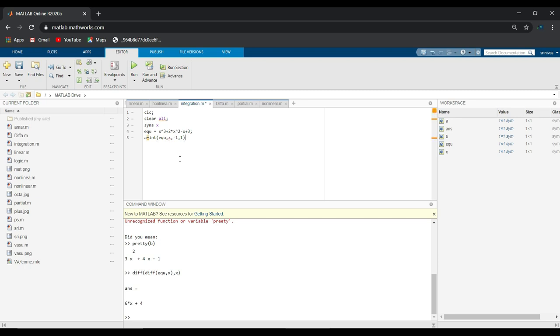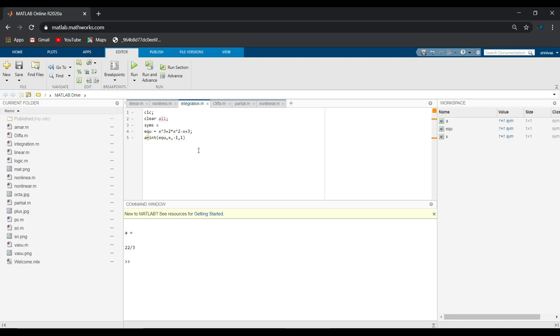So if you perform this one, what is going to be printed? Let's run this command. Then you will get an integer value for this one. So a is equal to 22 by 3 is the correct answer for that one. Whenever you have limits, you need to perform the integration operation with the help of this one.